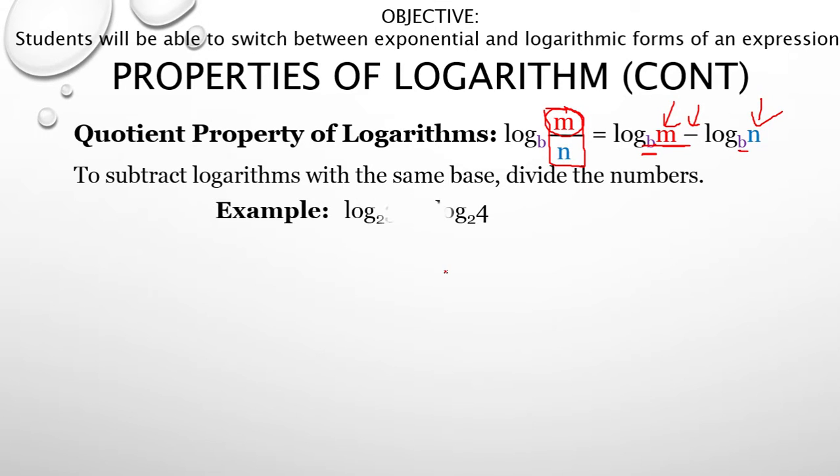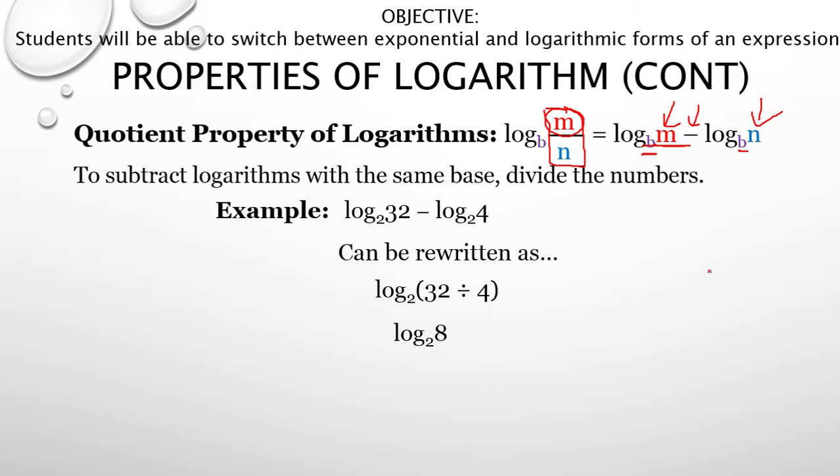So here's an example. We have log base 2 of 32 minus log base 2 of 4, which can be rewritten as log base 2 of 32 divided by 4, which you should know is 8. So log base 2 of 8. You can change it, or type it into your calculator, and you'll notice that it's 3. 2 to the 3rd power is equal to 8.